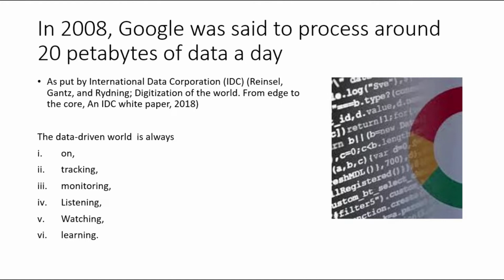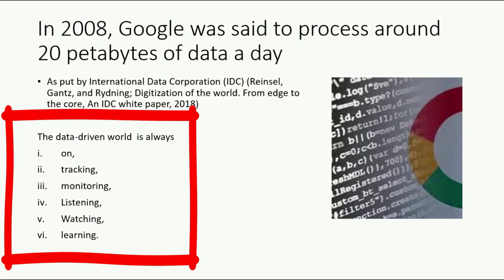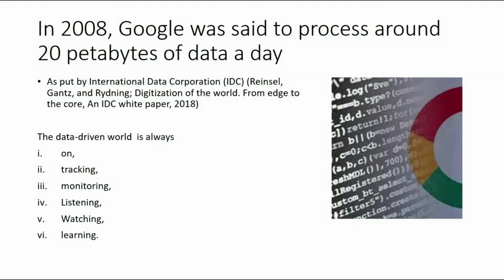In 2008, Google was said to process around 20 petabytes of data a day. So that's the amount of memory that's being processed by Google. The data-driven world is always on. It allows us to track, monitor, listen, watch, and learn. So these are the attributes of memory.